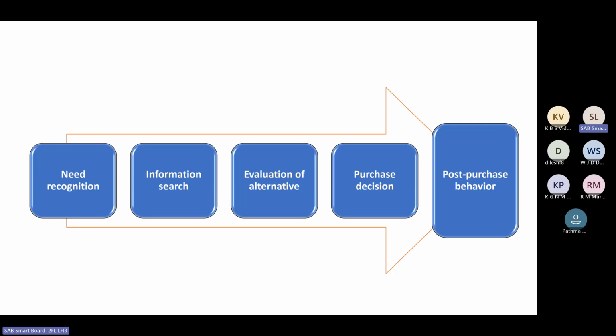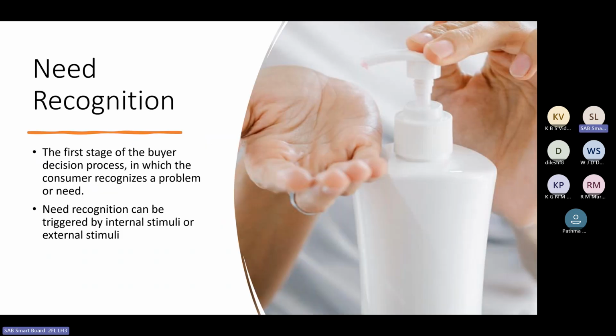In this buyer decision process, we have five stages: need recognition, information search, evaluation of alternatives, purchase decision, and post-purchase behavior. I will go through these one by one. The first one is need recognition. This is the first stage of our buying decision process.